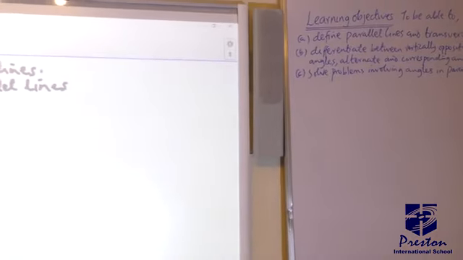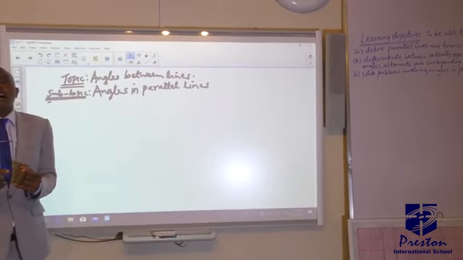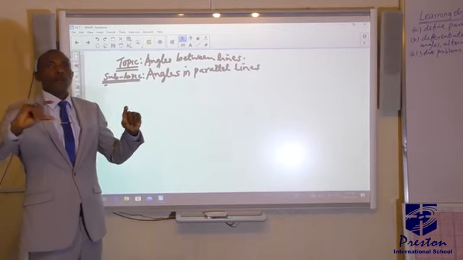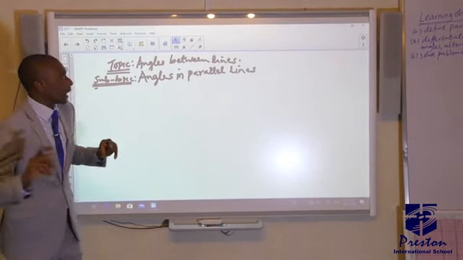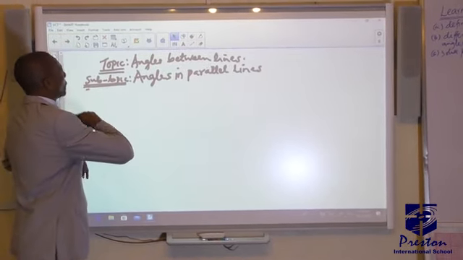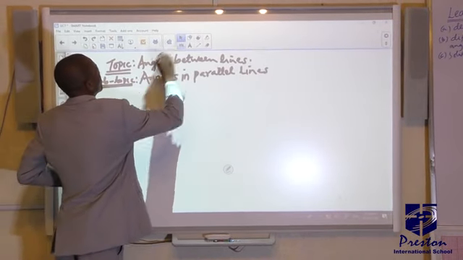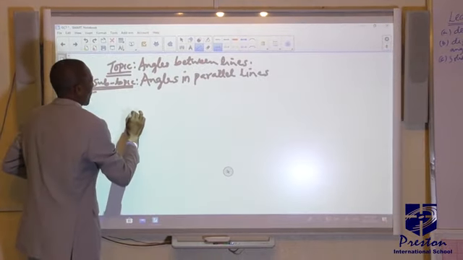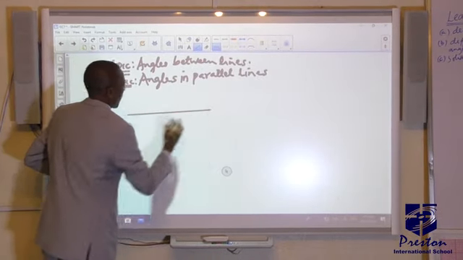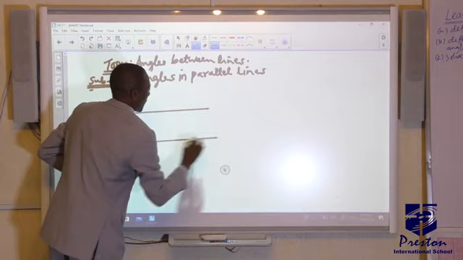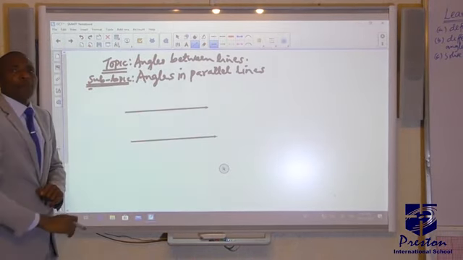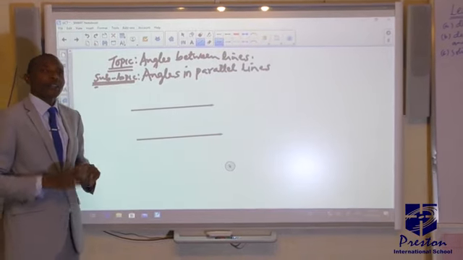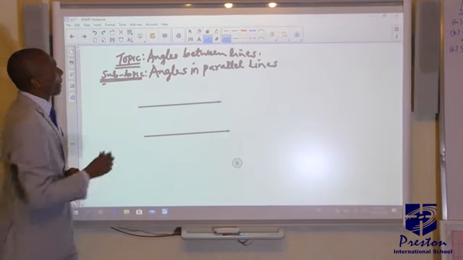Now, what are parallel lines? Parallel lines are two or more straight lines that can never meet no matter how far you produce them. Now, showing these, let's look at what we have here. These are two parallel lines, and parallel lines are denoted by arrowheads, telling you the direction.